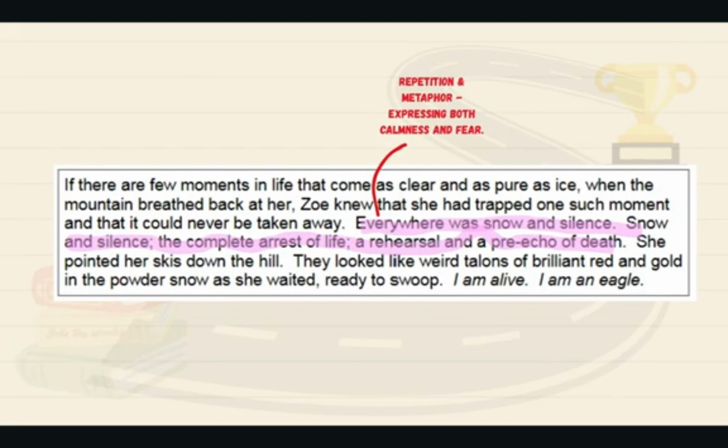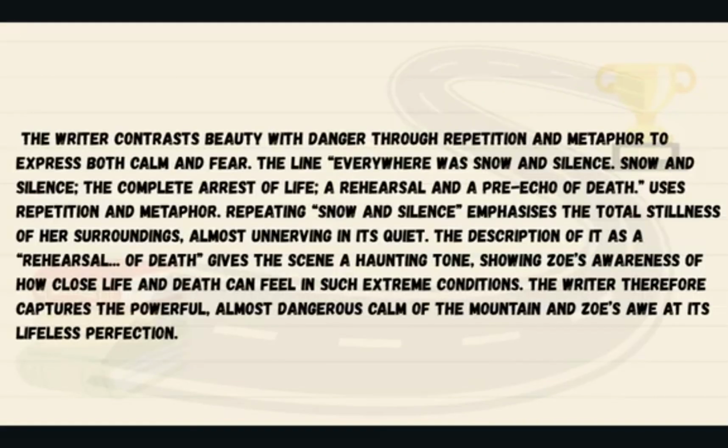The next quote I highlighted was, everywhere was snow and silence. Snow and silence, the complete arrest of life, a rehearsal and a pre-echo of death. Here's an example of repetition and metaphor, and it expresses both her calmness and her fear in the situation. This shows Zoe's stillness of her surroundings, and it shows that the scene appears both haunting and powerful.